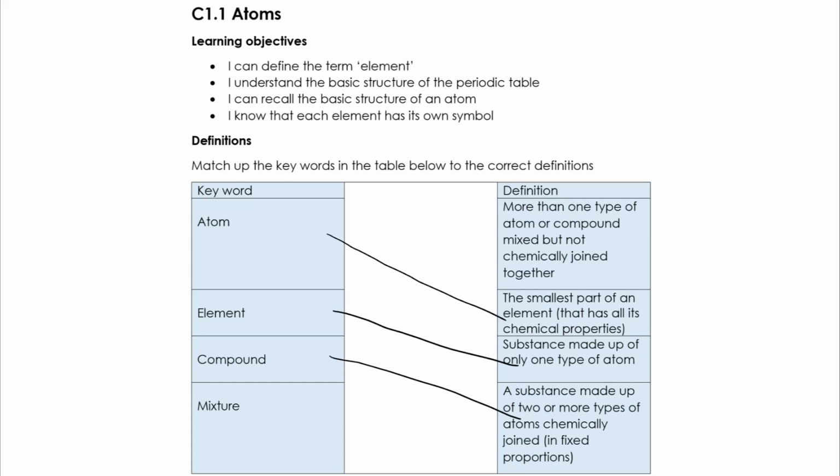Now, the chemically joined is absolutely vital here, because it differentiates from the mixture. A mixture could be more than one type of atom or compound, and they are mixed, but they're not chemically joined. Now let's take the example. CO2 is carbon chemically combined with oxygen, so it's a compound. But carbon dioxide is also part of the air. It's not combined with the other gases in the air, nitrogen, oxygen, methane, argon. So that would be a mixture.